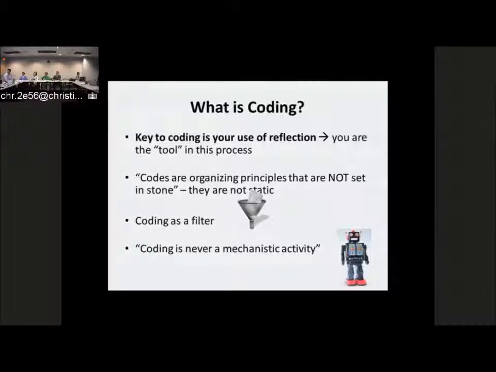Coding is never a mechanistic activity. Codes are not static. Do you understand what I mean there? Right? They move. They're not just like, this stays here. This is exactly what it is. And it's not, okay, this means this happens here. It evolves. It changes. It's very sensitive.